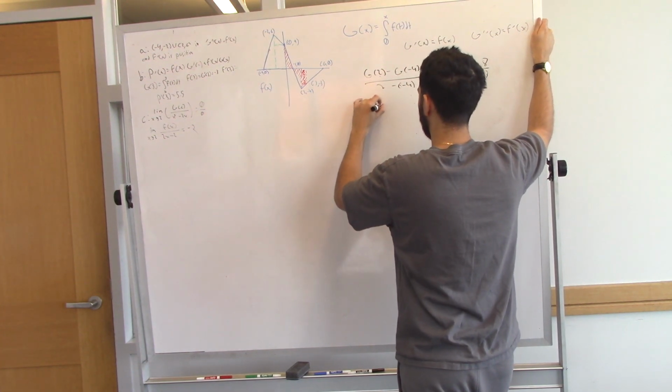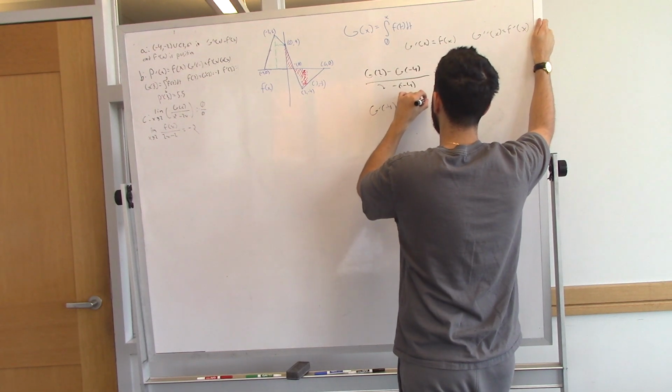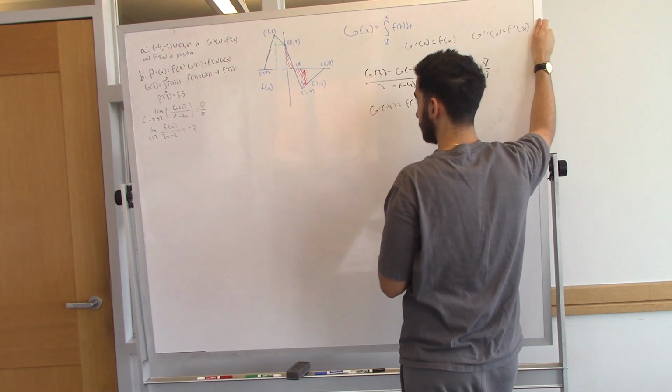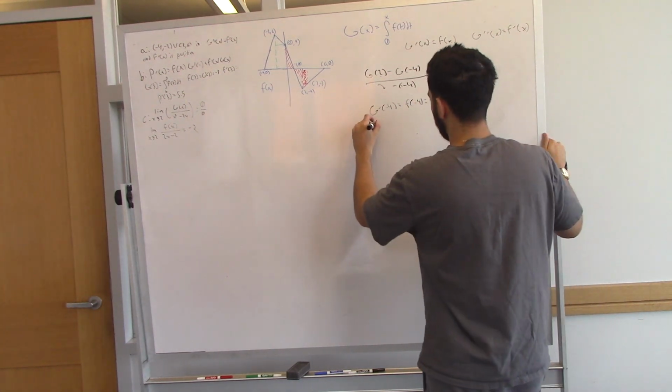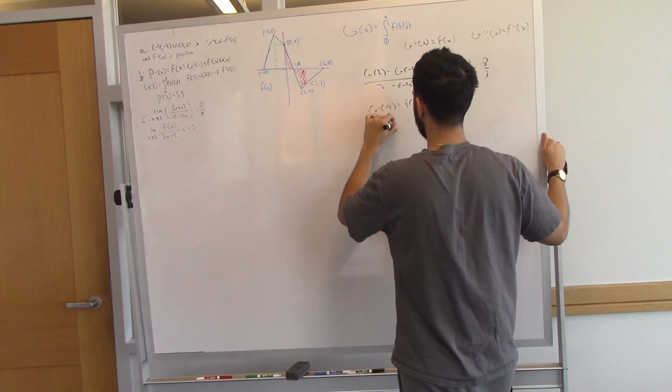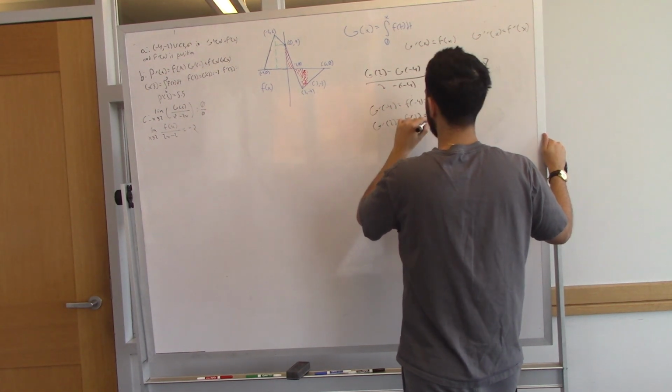So g prime of negative 4 is going to be f of negative 4, which is 0. And then g prime of 2 is f of 2, which is going to be negative 4.